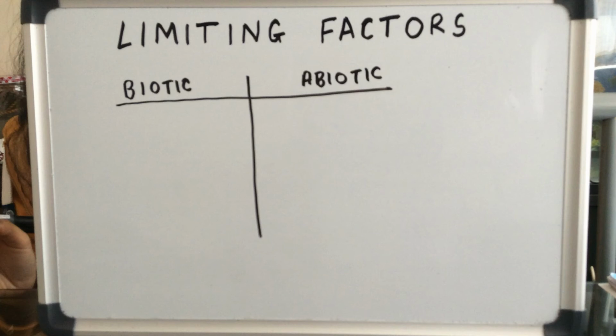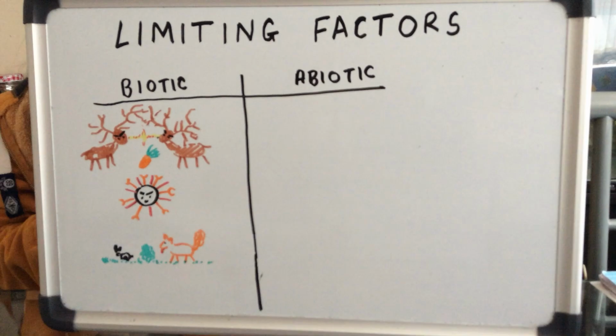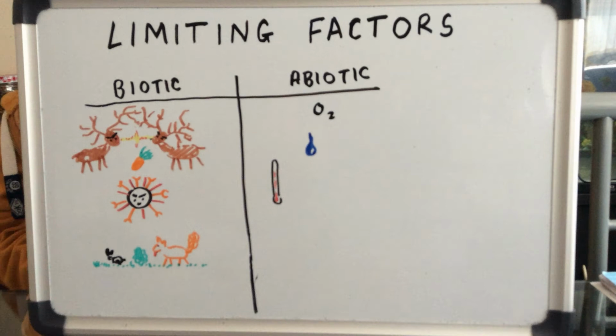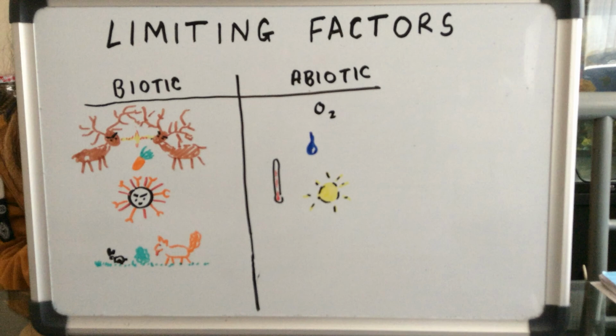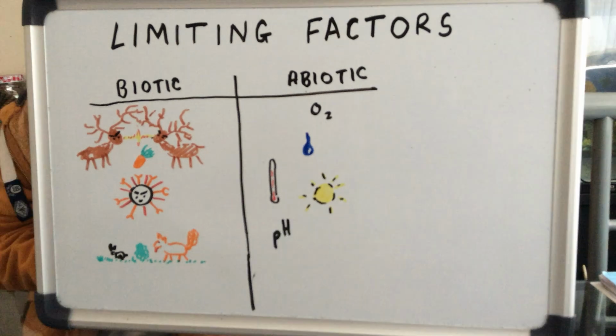Limiting factors prevent further growth and may cause a decline. Biotic factors include competition, disease, and predation. Abiotic factors include O2, H2O, temperature change, light change, and pH. The carrying capacity is the maximum population size that the environment can support.